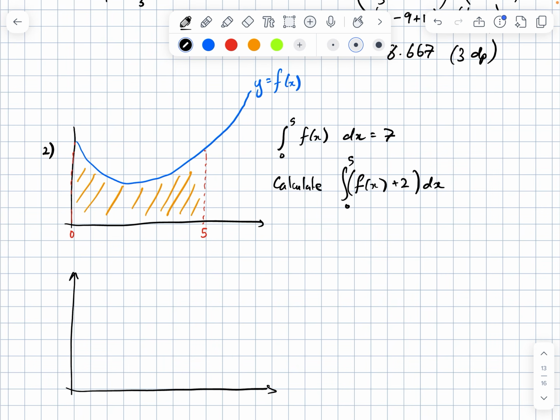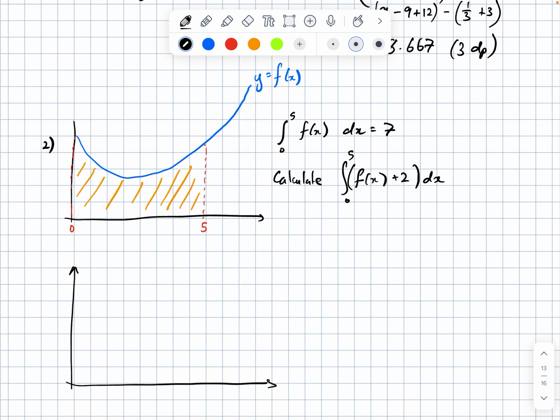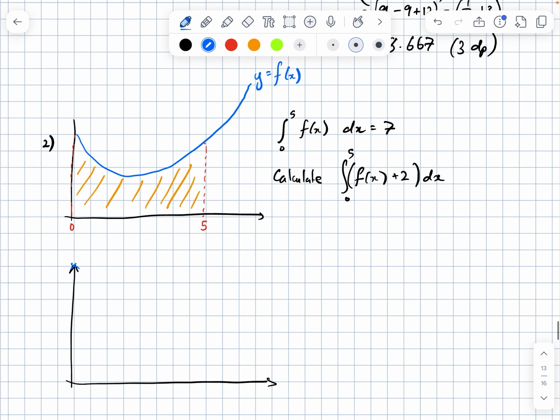So we're going to start here. It then goes down. So it was at about 2.5 here, so now it's going to be at 4.5. Of course, this doesn't have to be perfect. So that's the function now being raised by 2. There's our 5, and here's our 0. The original x-axis, I'm also going to draw that in. That would have been there.